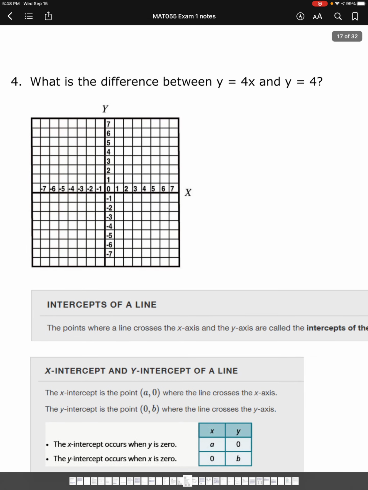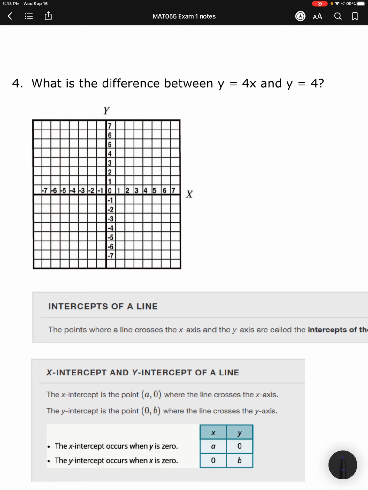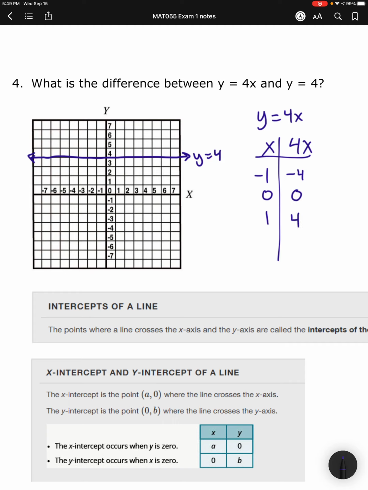What is the difference between y equals 4x and y equals 4? Well, from what we just did, we know that y equals 4 is this line. But if I want to graph y equals 4x, I'm going to choose just 3 points this time. And then I know I need to multiply them by 4, so I get -4, 0, and +4. So -1, -4, 0, 0, and then 1, 4.